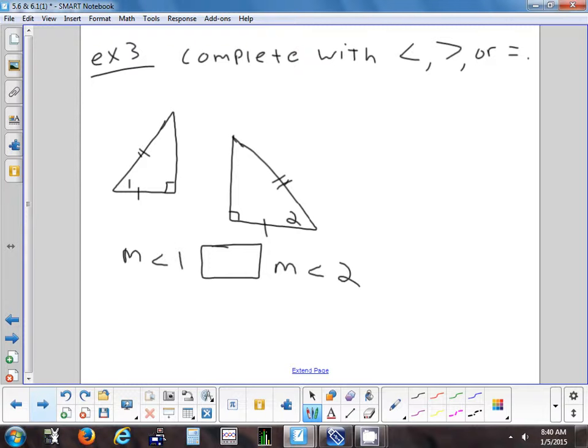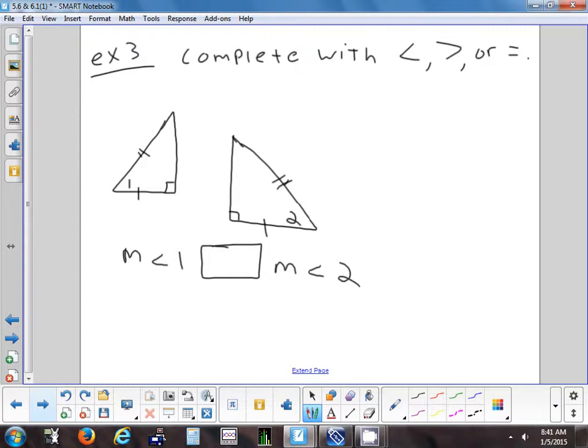Well, how about Alyssa? Two sides. If two sides of one triangle are congruent to two sides of another. Yes, if two sides in one triangle are congruent to two sides of another. Do we have that here, Dakota? What do you think? Yes.